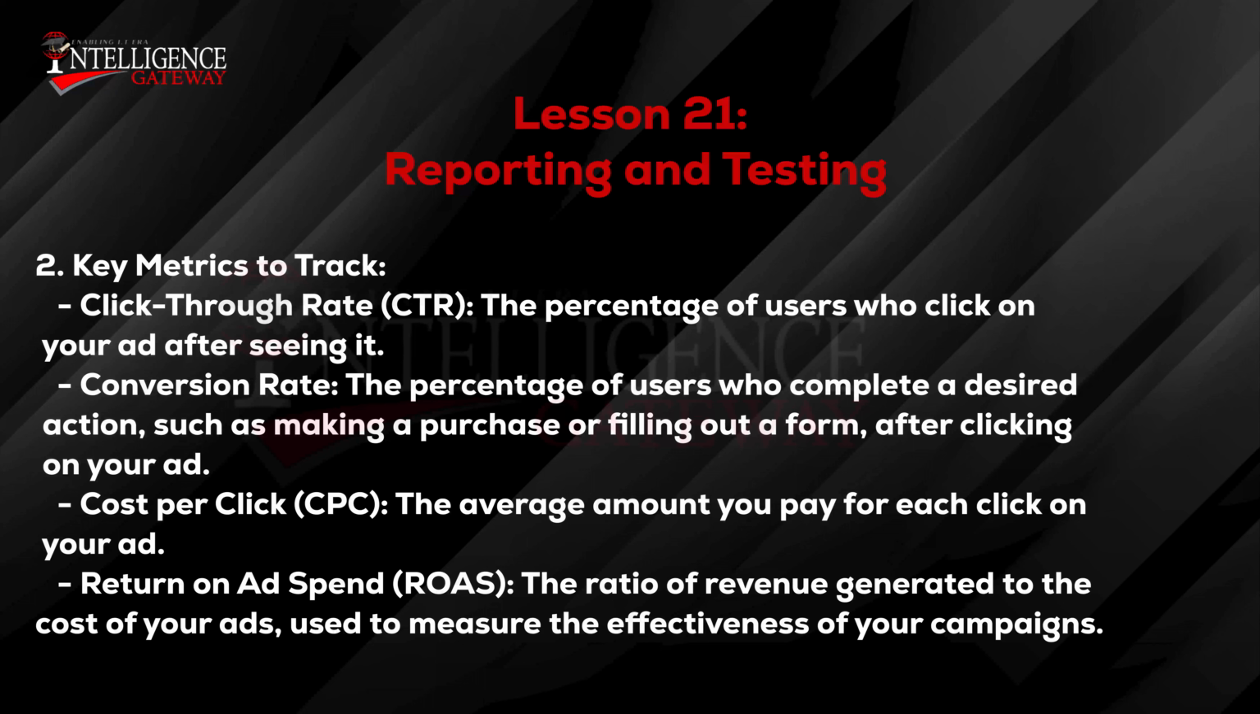2. Key metrics to track. Click-through rate, CTR, the percentage of users who click on your ad after seeing it. Conversion rate, the percentage of users who complete a desired action, such as making a purchase or filling out a form, after clicking on your ad. Cost per click, CPC, the average amount you pay for each click on your ad. Return on ad spend, ROAS, the ratio of revenue generated to the cost of your ads, used to measure the effectiveness of your campaigns.